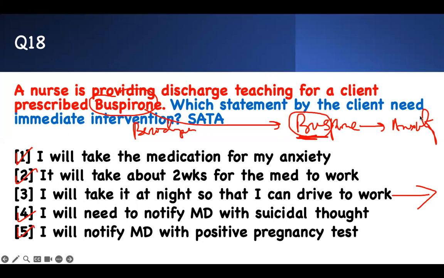So which statement by the client needs immediate intervention is only one. This is good, this is good, this is good. The only one that needs immediate intervention is number 3. I intentionally said this to re-emphasize that you can have only one answer choice for a question like this. If you choose more than one, you get it wrong. So don't rush to pick them. Pick those that you are very confident about. If you're not, leave it behind.